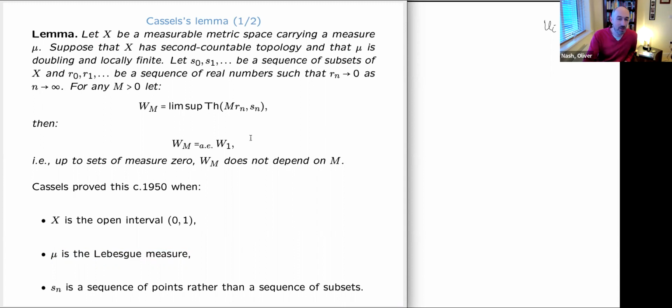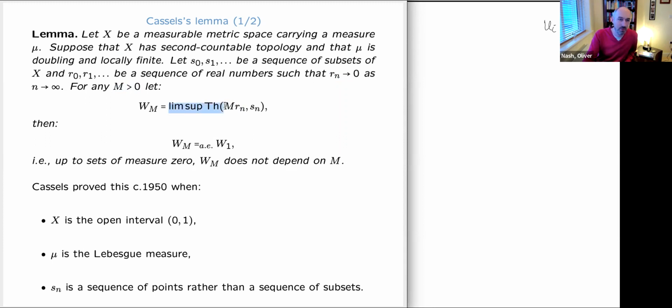So, what is the lemma? It says, if I am in a measurable metric space and I have a sequence of subsets and a sequence of radii going to 0, then I can thicken up each subset by the corresponding radius, and I can take the limsup of that. And Castelnuovo says, guess what? If you do that, but you rescale your metric by some constant, or equivalently, you replace your radii all by some constant multiple m, then it does change your set, but up to sets of measure 0, it doesn't.